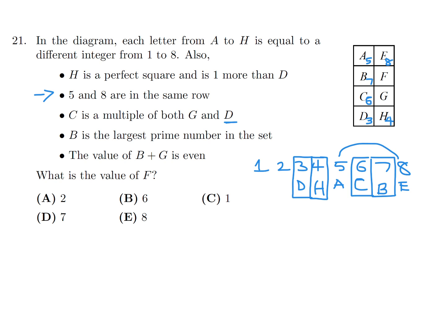B plus G is even. B is 7, and G we don't know, but if the sum is even, then G has to be the 1. Okay, there we go. Then by process of elimination, F is equal to 2. And therefore, the answer is A.